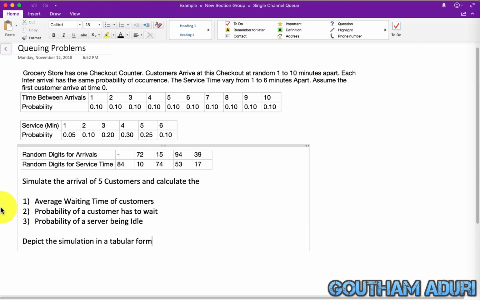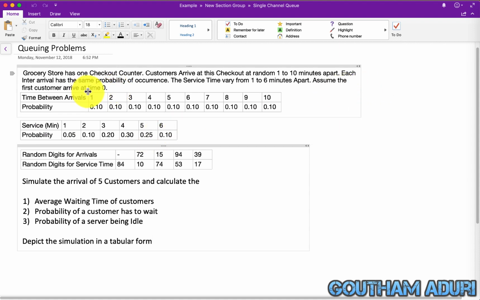A grocery store has one checkout counter. Customers arrive at this checkout counter. The arrival times are 1 to 10 minutes apart, and each arrival has the same probability of occurrence. Whoever is arriving has the same probability, so for the first customer it's 0.10, for the second customer it's 0.10. The service times may vary from 1 to 6 minutes, with probabilities of 0.05, 0.10 and so on.